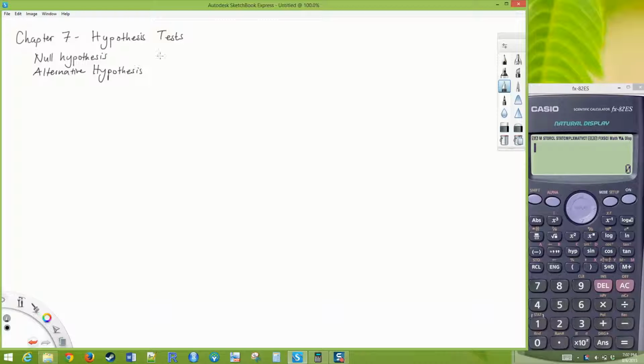Okay, and so the null hypothesis we write, and a couple rules is that the null hypothesis always has an equal sign. Whatever symbols we have in here, there's always going to be an equal sign in the null hypothesis.